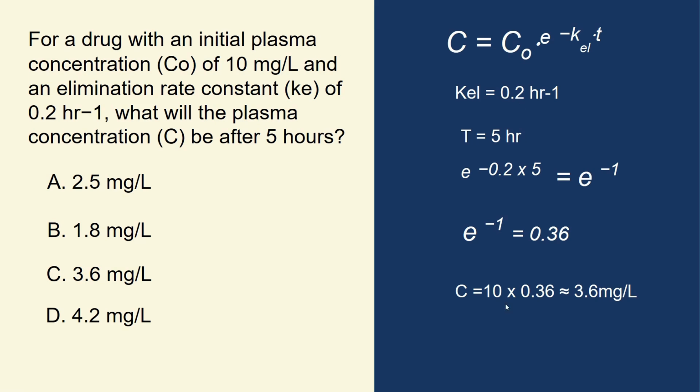So multiply 10 times 0.36, which gives you 3.6 milligrams per liter. So therefore, the correct answer here is 3.6 milligrams per liter. So use this method, practice once or twice. I am confident you will be good at solving this question.